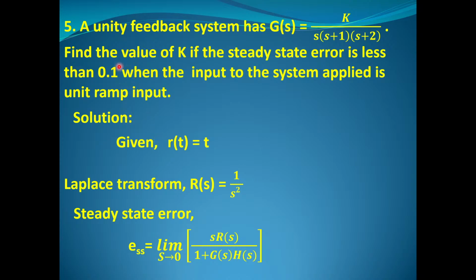I'm not repeating the same problem, but it is similar to the previous case. Find the value of K if the steady state error is less than 0.1 when the input applied to the system is a unit ramp input. So a unit ramp input has been mentioned.